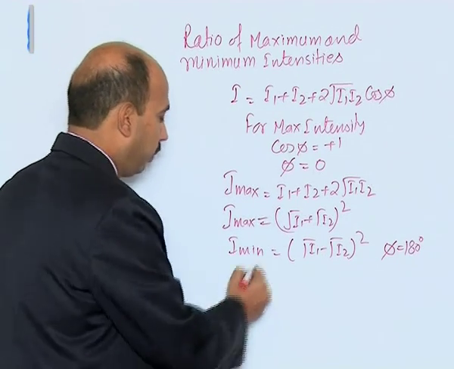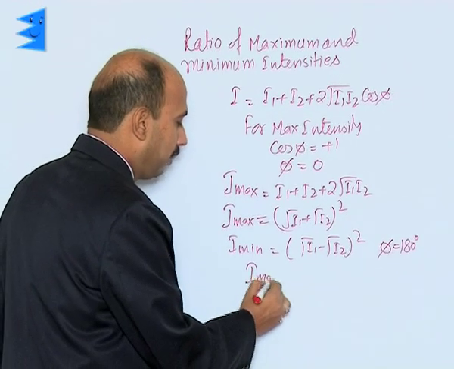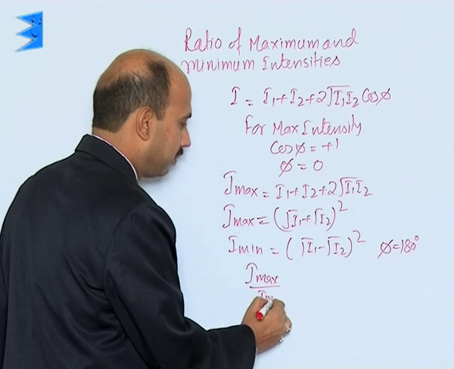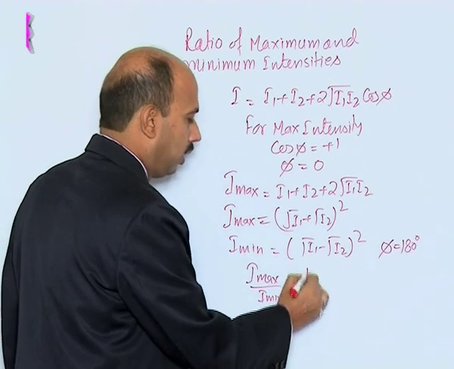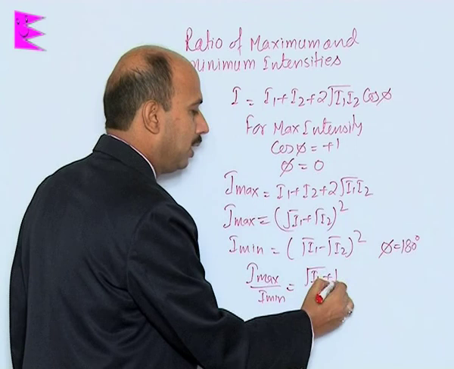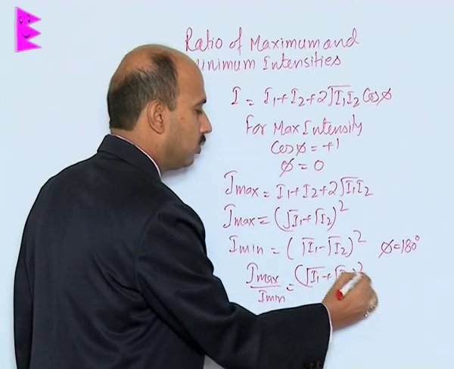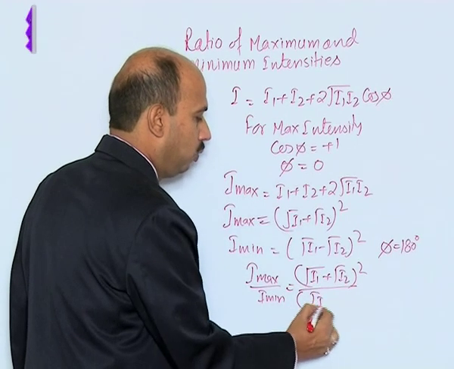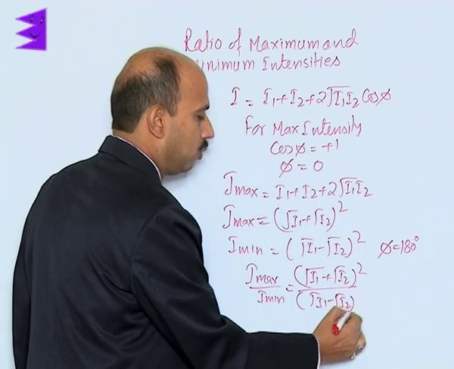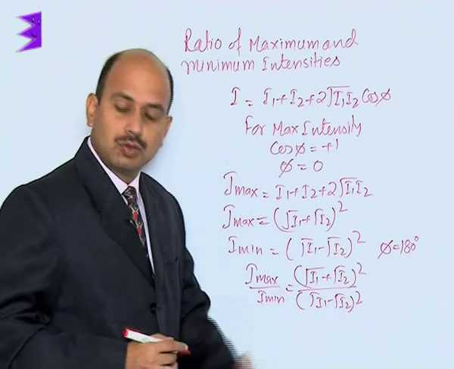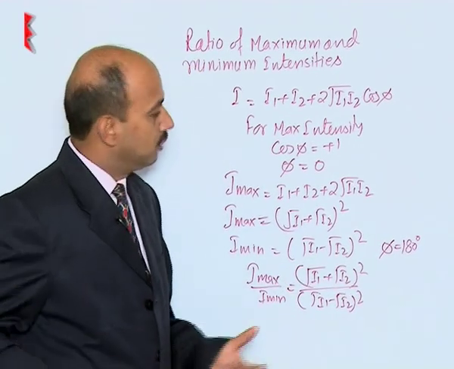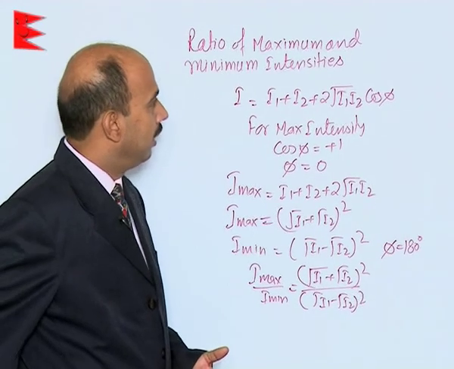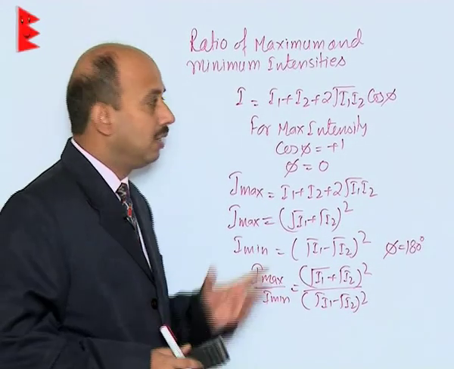So, we can take the ratio I max upon I min is equal to the square root of I1 plus the square root of I2 whole square, upon the square root of I1 minus the square root of I2 whole square. So, this is the ratio of maximum to minimum intensity in the interference pattern.